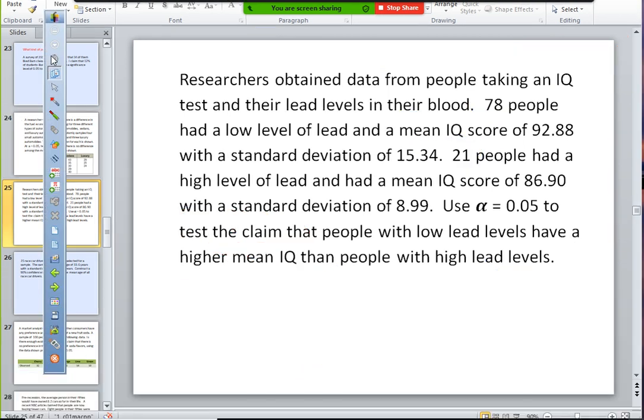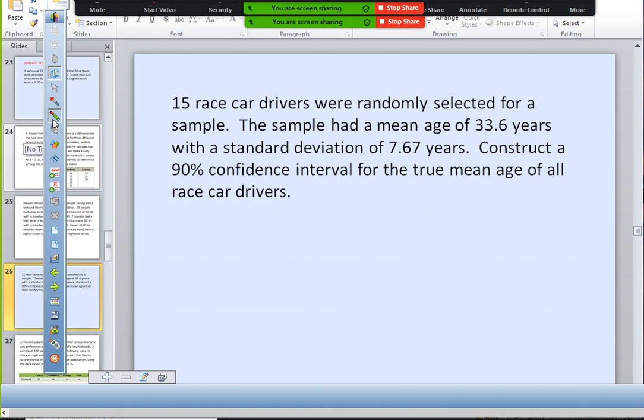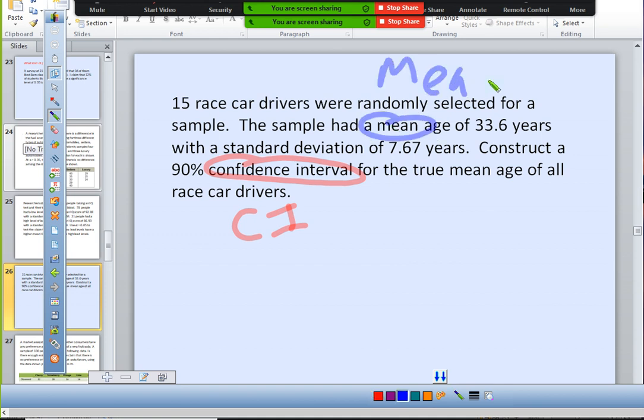You guys are all going to do well. This one? Confidence interval, exactly. And is it a mean or a proportion? Yep, mean. So it's going to be a T table. Do you guys remember how to do this? Should we go through one quickly? It's been a little while since we've done one of these.